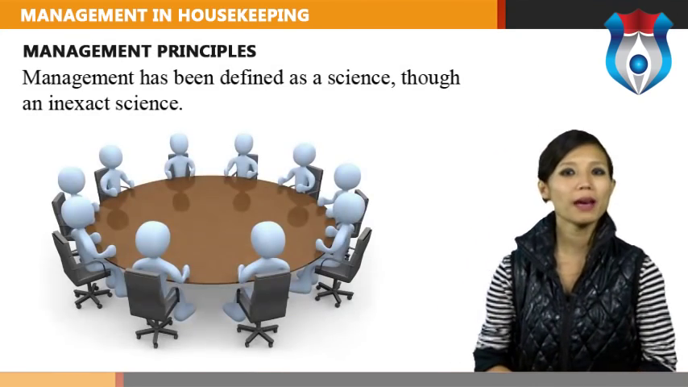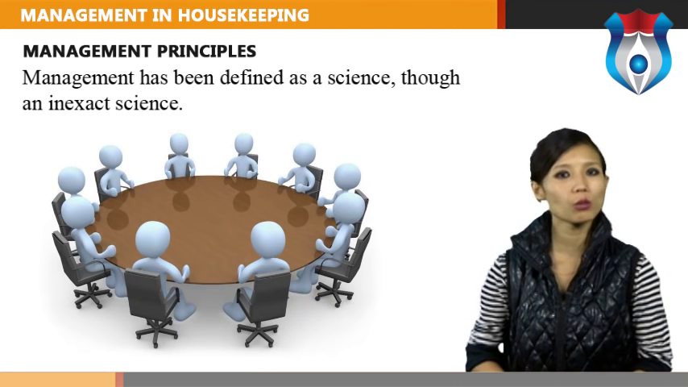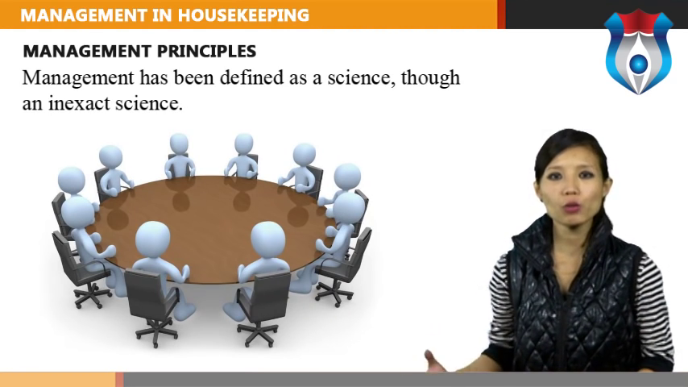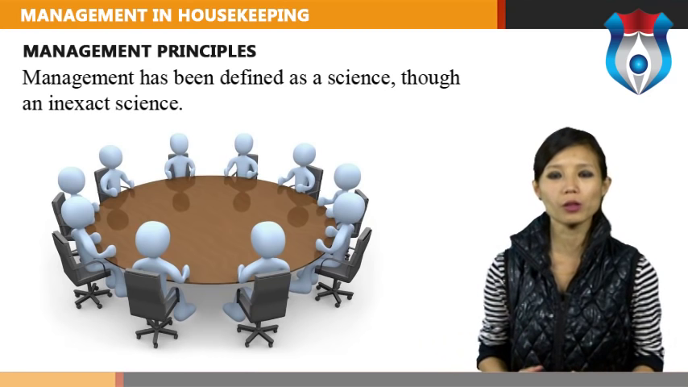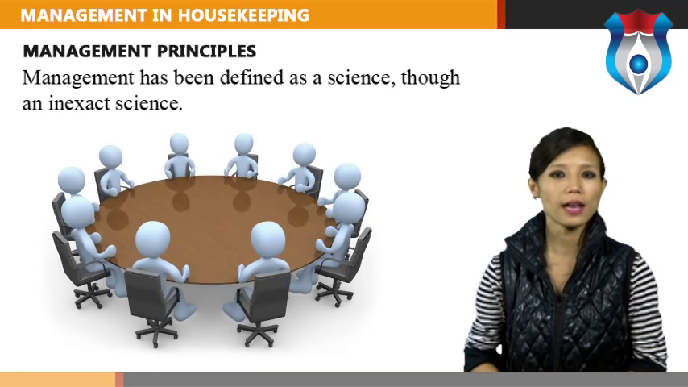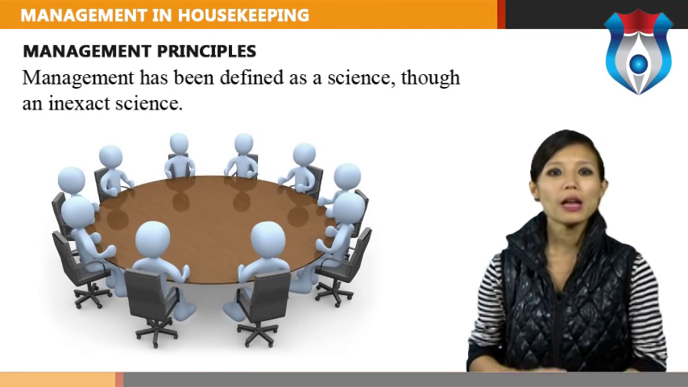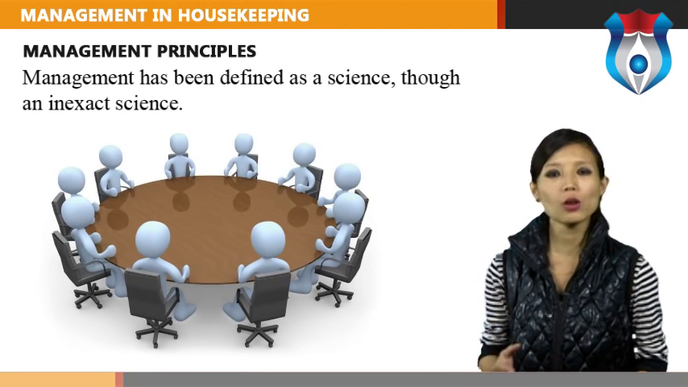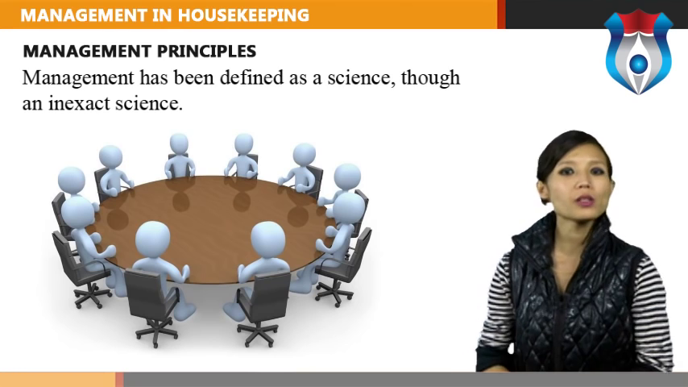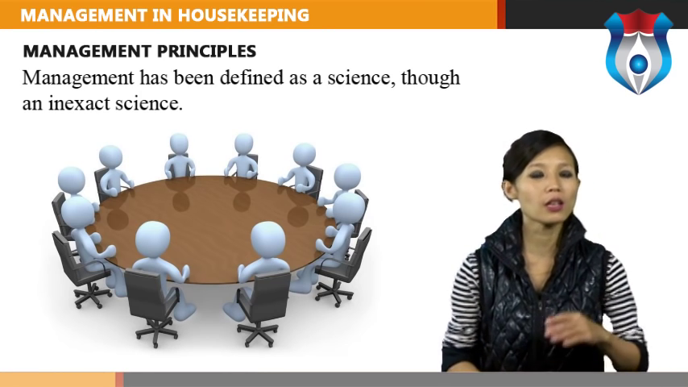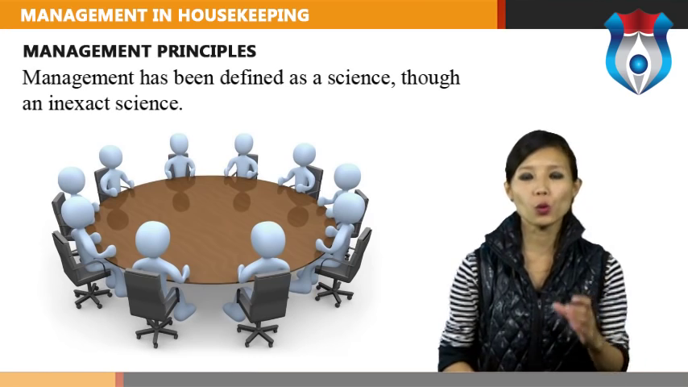Management principles. Management has been defined as a science, though an inexact science. It means managerial functions are based on certain principles. A principle is a fundamental truth which establishes cause and effect. The relationship of a function and theory is a systematic grouping of interrelated principles. The principles of management have a tremendous impact upon the practice of management in increasing the efficiency of the organization.